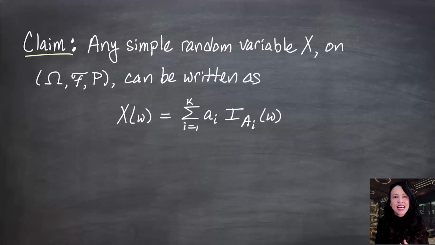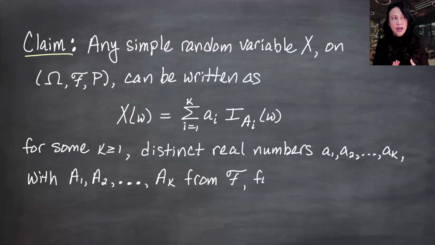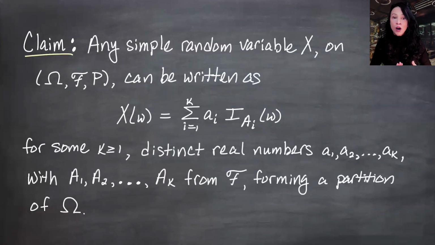So my claim is that any simple random variable can be represented as a sum of real numbers times indicators like this. Not only that, but we can have these real numbers be distinct, and these sets will all be in F. If we do have a random variable, then we do have measurability. And those sets A will form a partition of Omega. They will be disjoint, and when unioned together will cover the entire Omega.